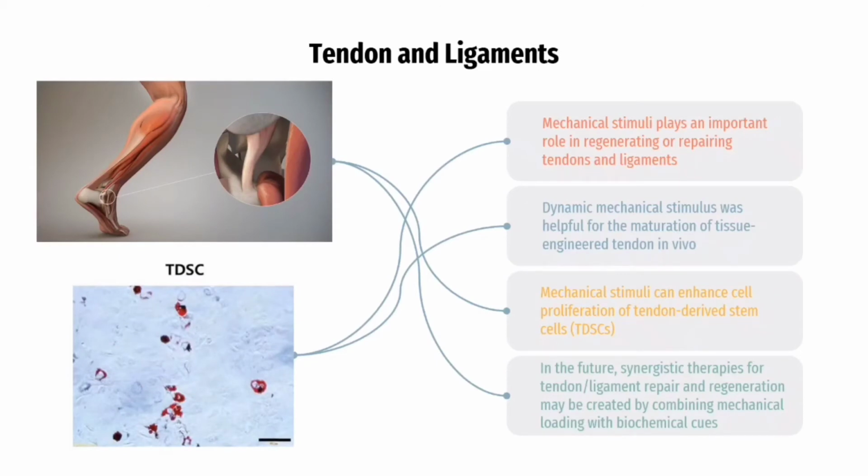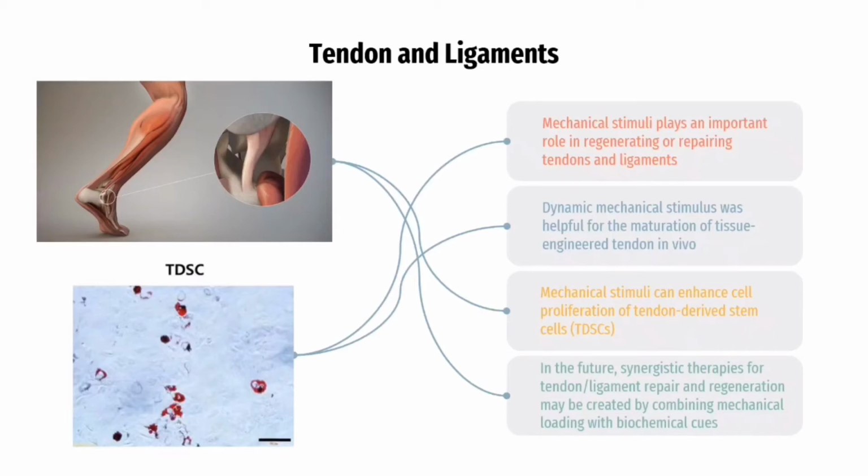Mechanical stimuli play an important role in regenerating or repairing tendons and ligaments. They can enhance cell proliferation and tendinogenic differentiation of TDSCs, or tendon-derived stem cells. The mechanical stimuli can promote formation of tendon tissue after the implantation of TDSCs in mice. It proves that mechanical stimuli are helpful for the maturation of tissue-engineered tendons in in vivo culture.